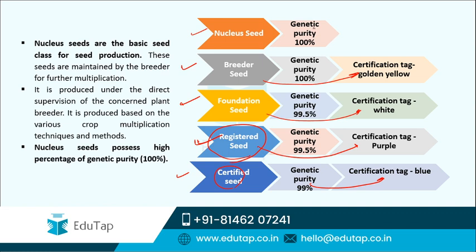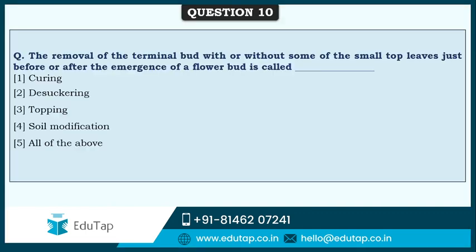And genetic purity, nucleus and breeder seed it's 100%, foundation seed and registered seed it's 99.5%, and genetic purity of certified seed is 99%. That goes to the farmer for sowing. So this is about the certification of seeds. Yes, all are wrong, most of you are right.